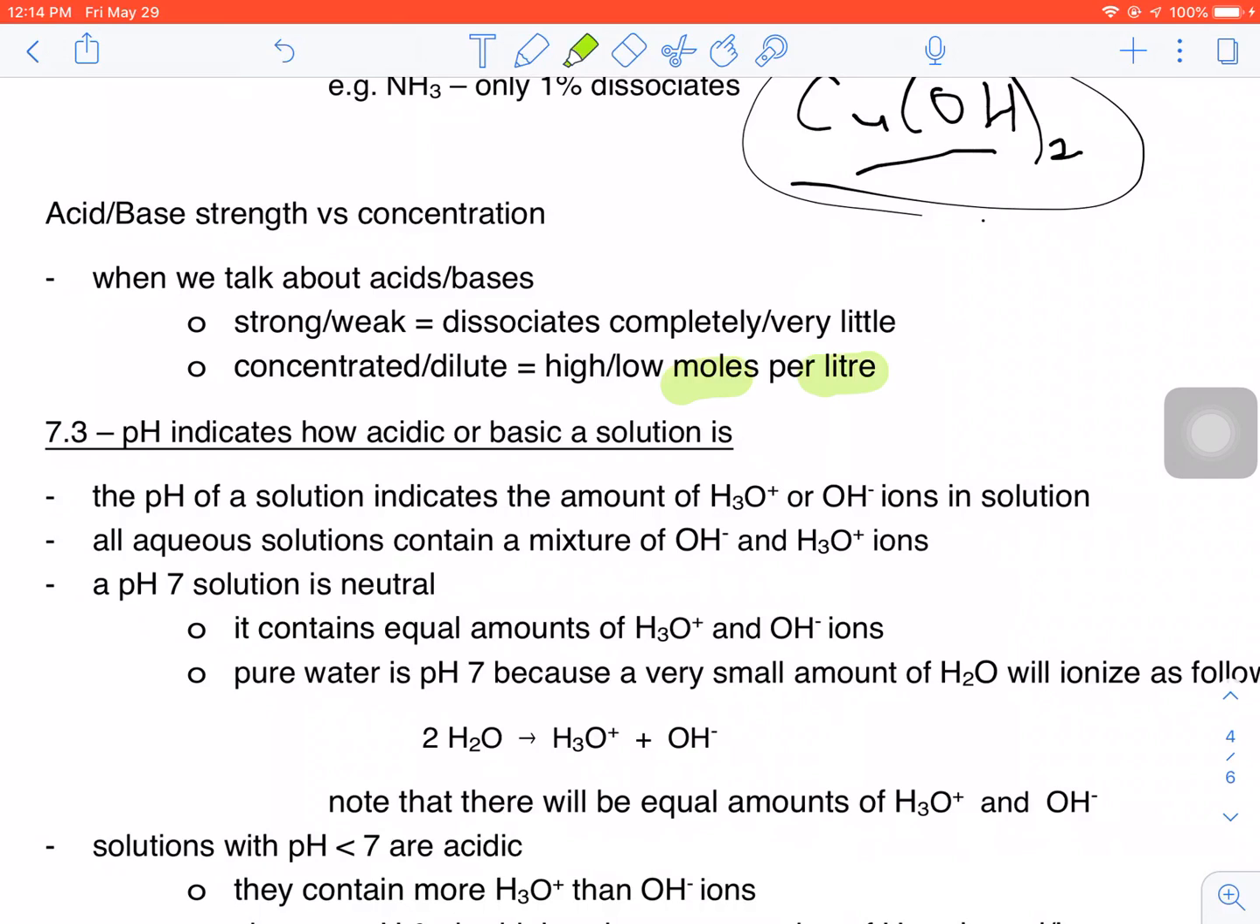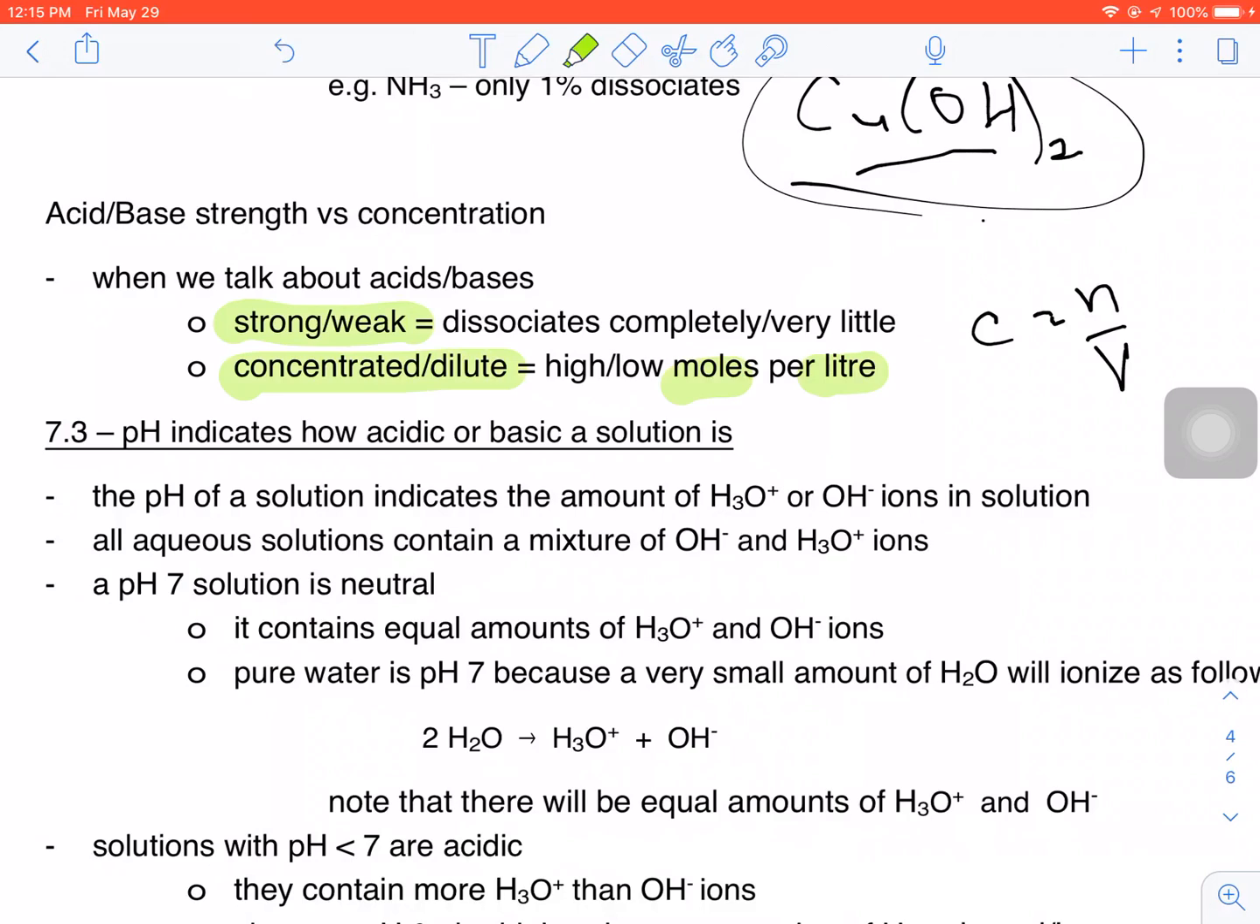And we talked about concentration before: C equals n over V. Concentration is the number of moles dissolved per liter, number of moles over volume. So there are two ways to talk about acid and base in solution. One is, do we have a strong or weak acid, or a strong or weak base, and the other is how concentrated or dilute my acid or base is in the solution.